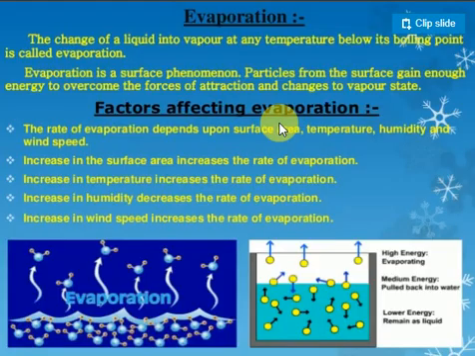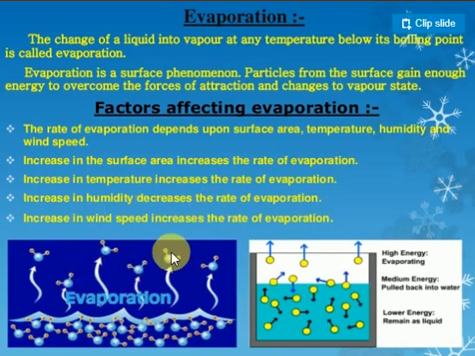Next, coming to the next slide, look at evaporation. What is evaporation? The change of a liquid into vapor at any temperature below its boiling point is called evaporation. Evaporation is a surface phenomenon. Why is it called a surface phenomenon? More surface area means a higher rate of evaporation. We studied this in previous classes. If you take a wet cloth in folded form, it takes more time to dry. When you spread it over more area, it dries easily. Similarly, when people clean the floor and spread the water, the rate of evaporation increases.